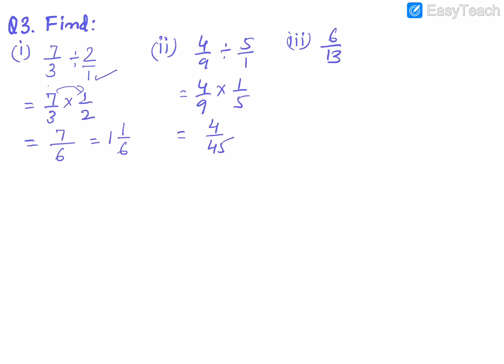6 by 13 is to be divided by 7, which can be written as this. Further it becomes this, and the reciprocal of 7 by 1 is 1 by 7. Then multiply the numerators, 6 1's are 6, and multiplication of the denominators. This is the answer.